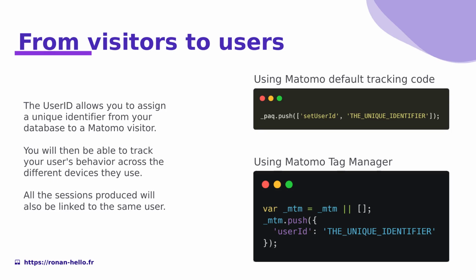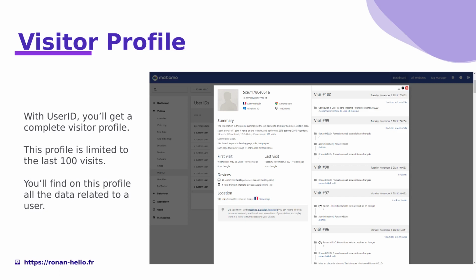The user ID will act as a bridge between your database and the Matomo database. It will allow you to track a user across the different devices they use, like a smartphone, a laptop or a business computer. And as you will see in the next slide, you are able to see every single visit, action and event they triggered right on the profile generated on the Matomo side.